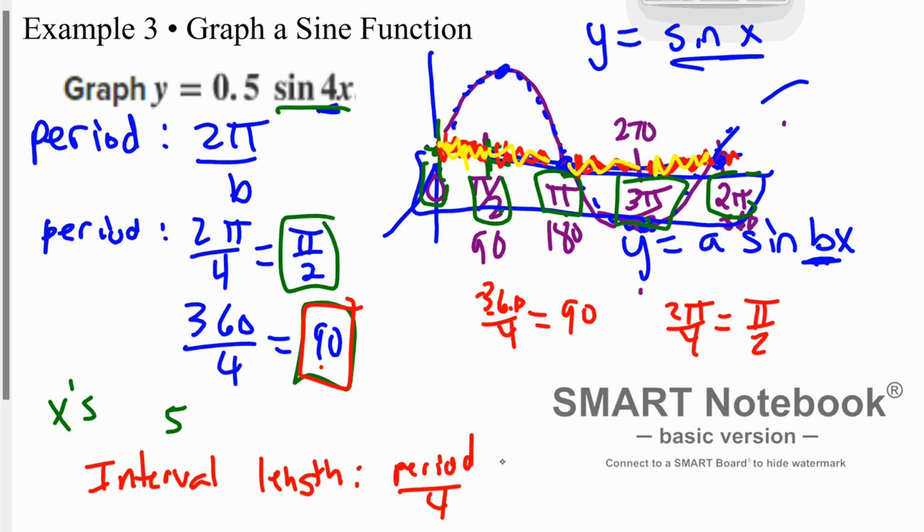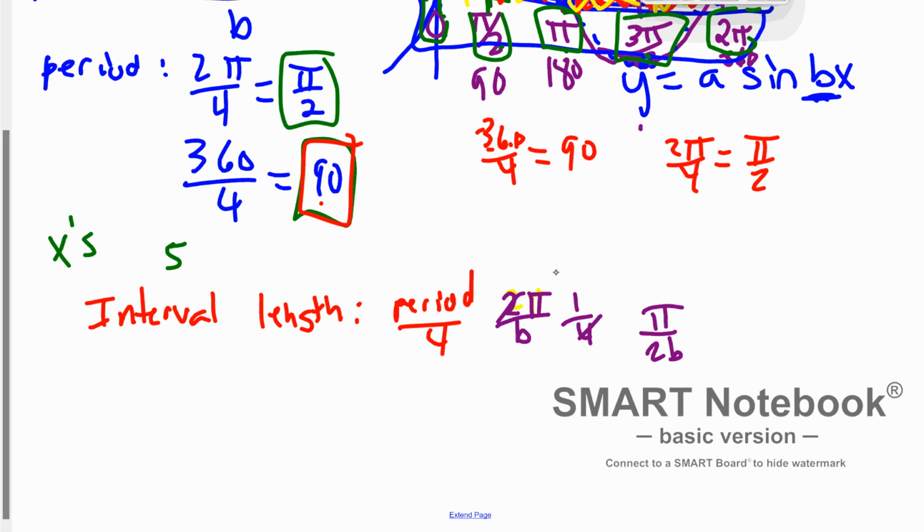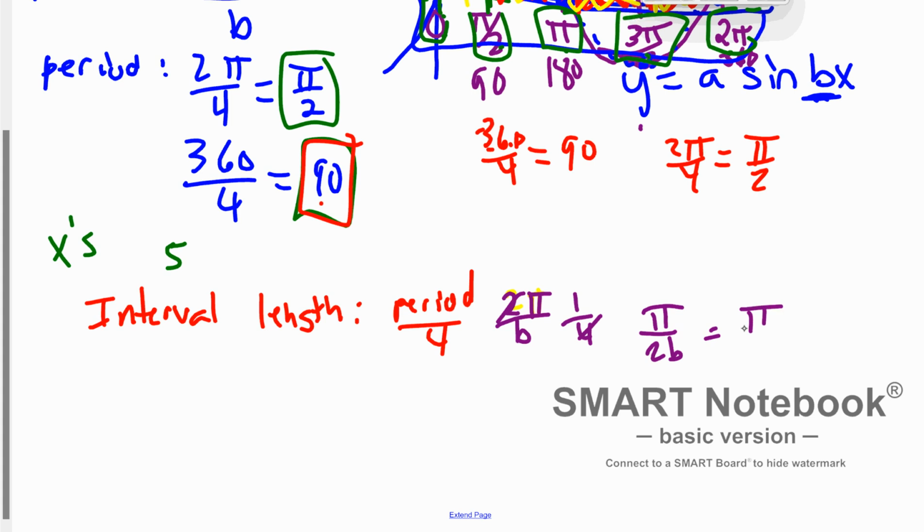My period is 2 pi divided by b. If I divide that by 4, wouldn't that be the same as times 1/4? So the 2 and 4 can cancel out, and my interval length, period divided by 4, is really the same as pi over 2b. If I take my b as 4 from the beginning of this problem and plug it in, I get pi over 2 times 4, which is pi eighths. So my interval length between each x is pi eighths.